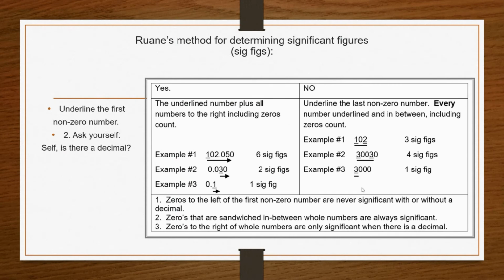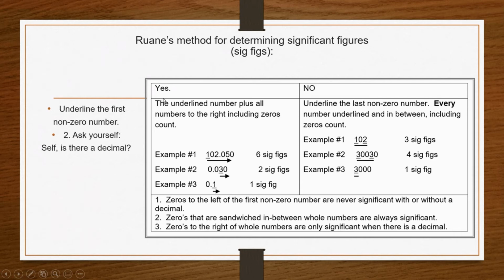Okay, so Ruane's methods for determining significant figures. You're going to look in books and you're going to see sometimes 5 rules. Zeros to the left of the non-zero numbers, never significant. Sandwiched are significant. Leading zeros, trailing zeros, and there's all these different rules. I find them confusing. I just have one question to ask yourself and 2 things to do. First, you underline the first non-zero number, okay? And then ask yourself, is there a decimal?